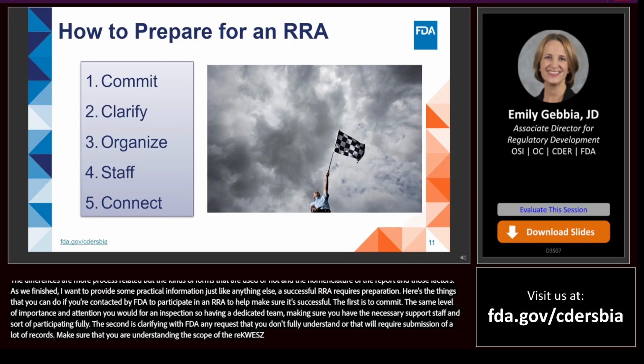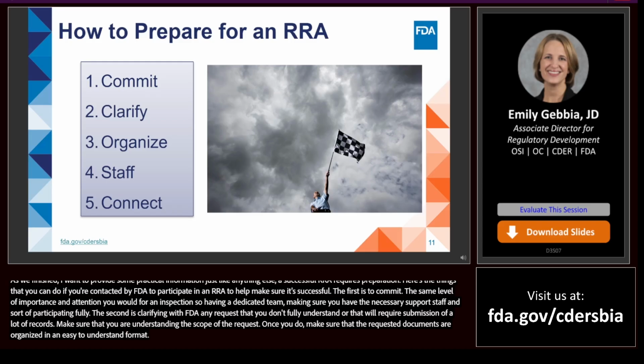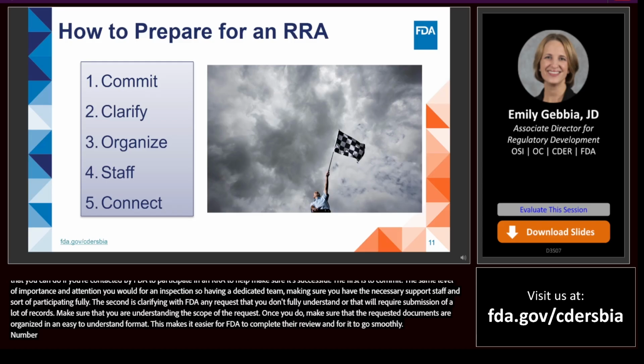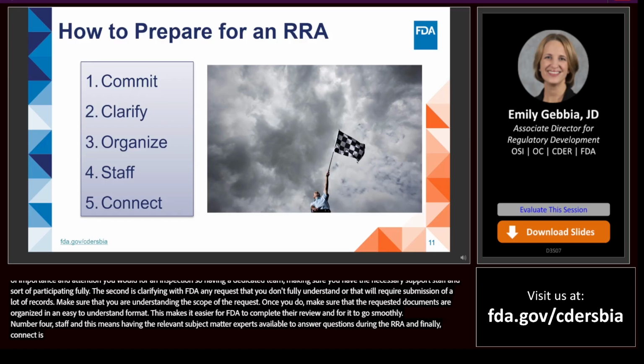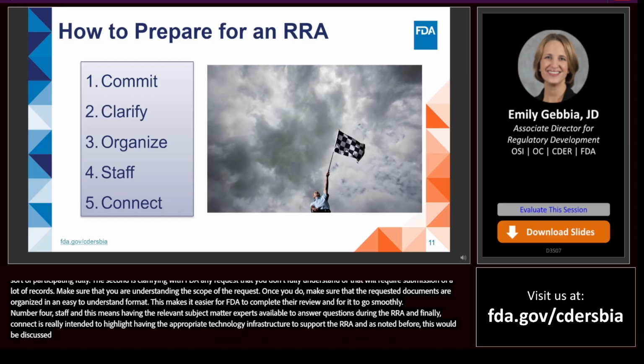And once you do, make sure that the requested documents are organized in an easy to understand format. This makes it much easier for FDA to complete its review and for the RRA to go smoothly. Number 4 is staff, and this means having the relevant subject matter experts available to answer questions during the RRA. And finally, Connect is really intended to, again, highlight having the appropriate technology infrastructure to support the RRA, and as noted before, that this would be discussed with FDA to make sure that the technology solutions were appropriate for everybody.